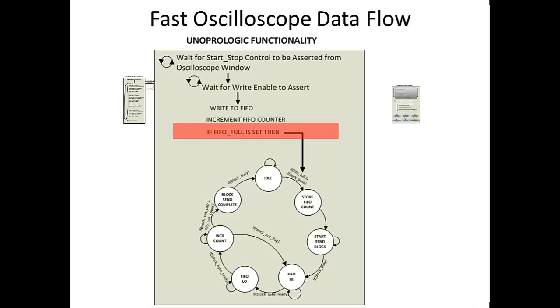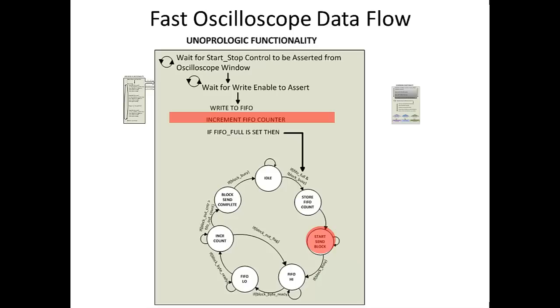When the FIFO full flag is asserted, the state machine leaves the idle state and enters the store FIFO count state. In this state, the FIFO out count signal is updated with the full count of the FIFO. The state machine will immediately enter the start send block state and asserts the block out send signal, which informs the active block end term that a block transfer has started. The state will wait for the block busy signal to assert, which is an acknowledgement that the block transfer has been accepted by the active transfer library.